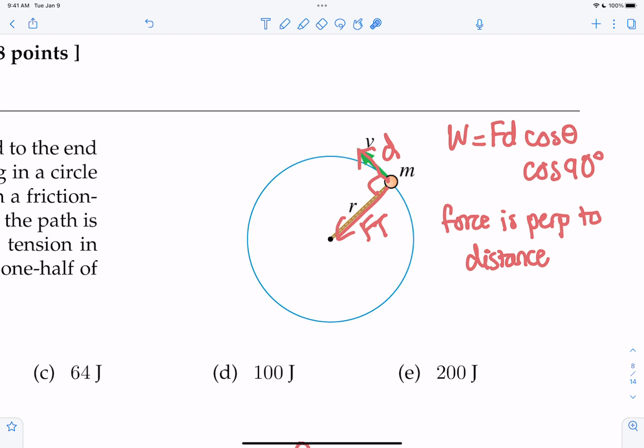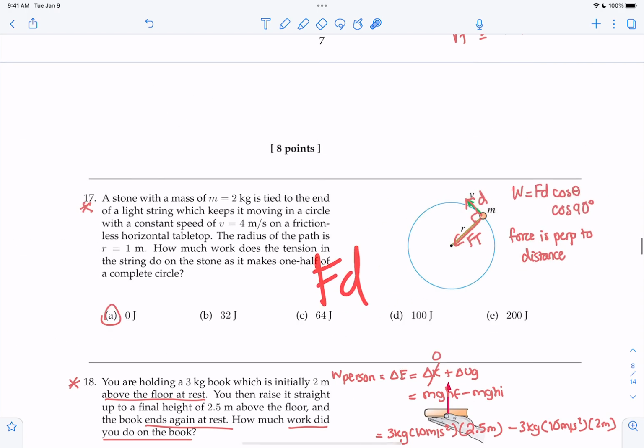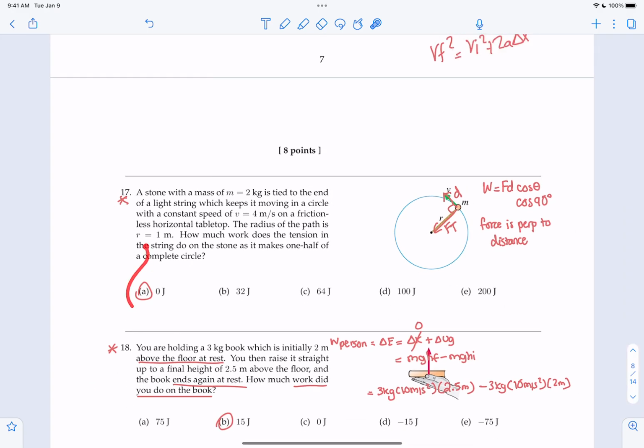So I don't know if someone just took FD and multiplied the force of tension by half of the circumference or whatever, or they did gravity, for example. I don't know. Maybe they got one of these energies, but it should be 0 joules because cosine 90 is 0, so this whole thing goes to 0. You can't have work done when the direction of motion and the force are perpendicular to each other. So this is just a matter of checking who understands the concept of work more than knowing how to do math.